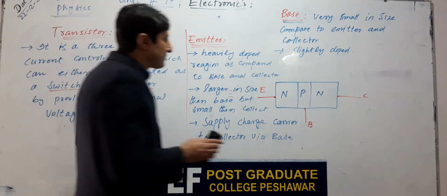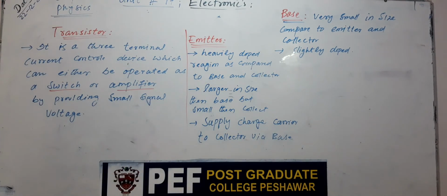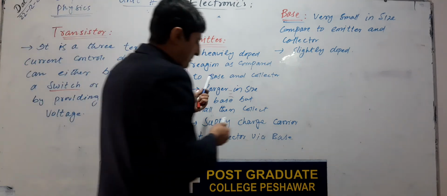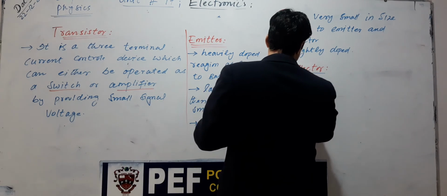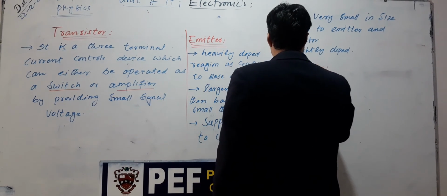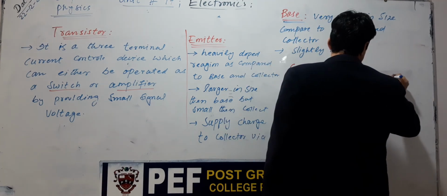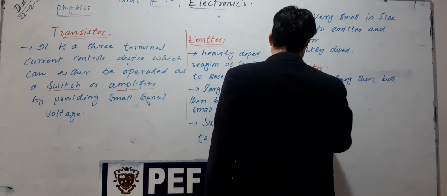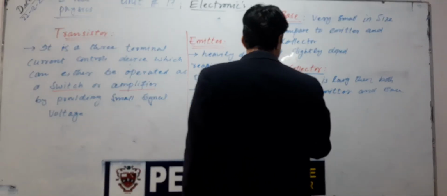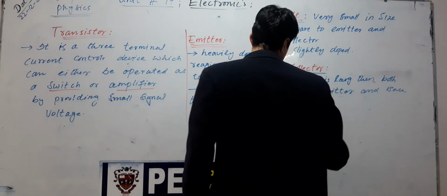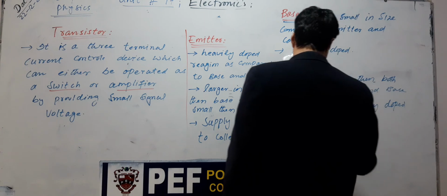Now the third one is the collector. What is the collector? Its size is large, larger than both the emitter and base, but it is a moderately doped region.